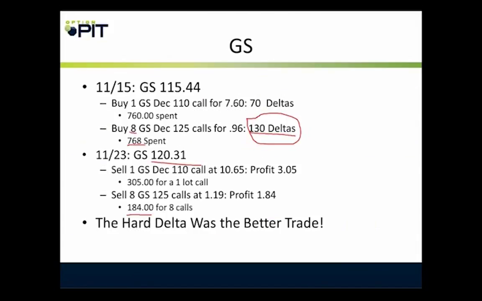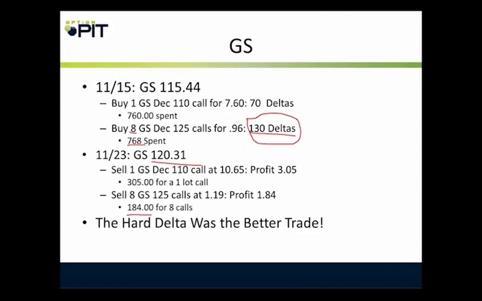So here's what I want to point out. If I bought one of those 110 calls, I was paying $7.60, and I was buying 70 deltas. If I bought 8 of those 125 calls, and yes, this is an old example, but it's very apt, for 96 cents each, I would spend 768 bucks.